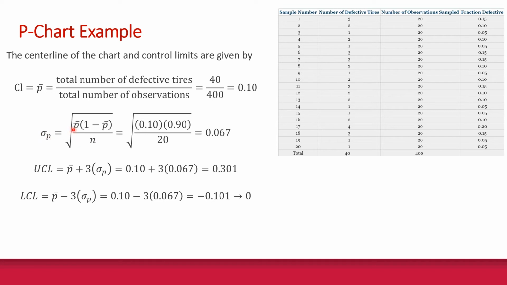Sigma P here is the square root of P bar times 1 minus P bar, divided by n. P bar is 0.1, and 1 minus P bar is 1 minus 0.1, or 0.9, divided by 20, and the square root of that is 0.067. So our upper control limit is P bar plus 3 times sigma P, which is 0.301. Our lower control limit is P bar minus 3 times sigma P, which gives a negative number, and we set that to 0.